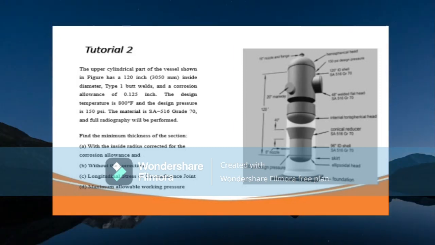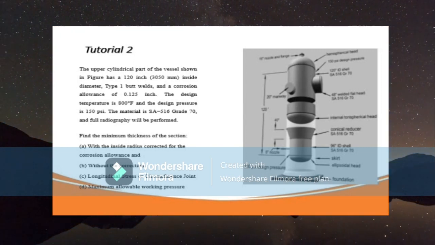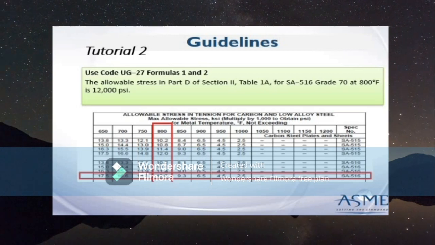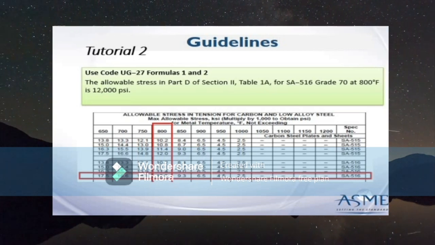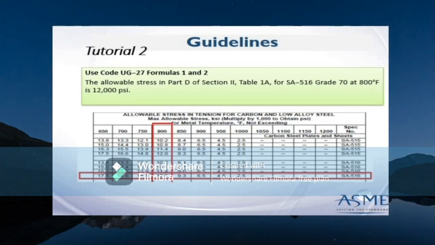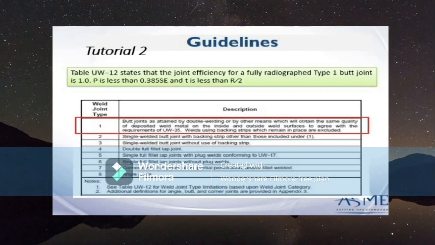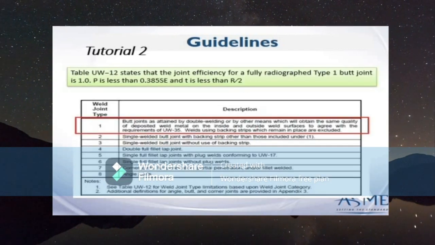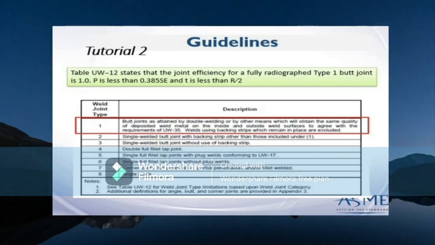A. With the inside radius corrected for the corrosion allowance and B. without the correction. C. Longitudinal stress or circumferential joint. D. Maximum allowable working pressure. Guideline: use code UG-27 formulas and the allowable stress in Part D of Section 2, Table 1A, for SA-516 grade 70.